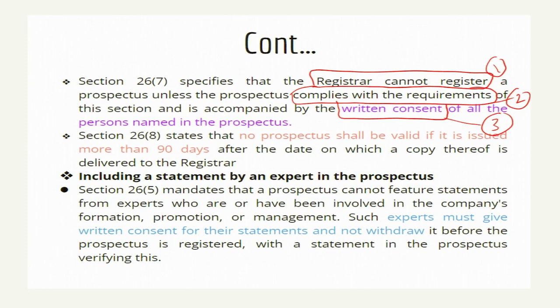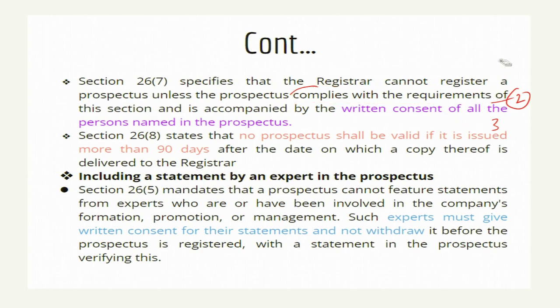First, submit to ROC. Second, comply with all provisions. Third one, you must already obtain the written consent where it is required in the prospectus, of the types of persons required, either as a legal advisor, or as an auditor, or as a director. So, this consent should be in written form.